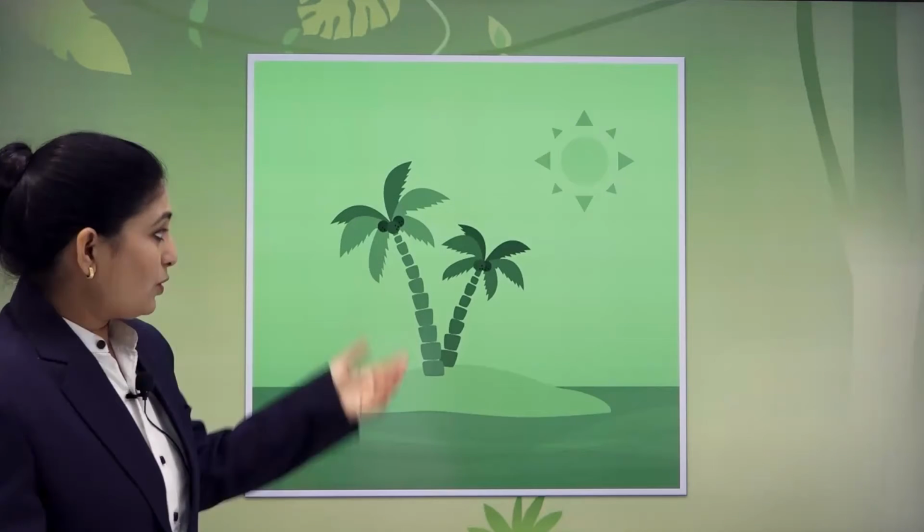Let's move further. Coconut tree. Where do we find coconut trees generally? Near beaches, near water bodies. And we have the cactus. You can see some spines coming out from the stem of this cactus, and they are generally found in desert areas. So what are these? These are basically the organisms that we generally come across.